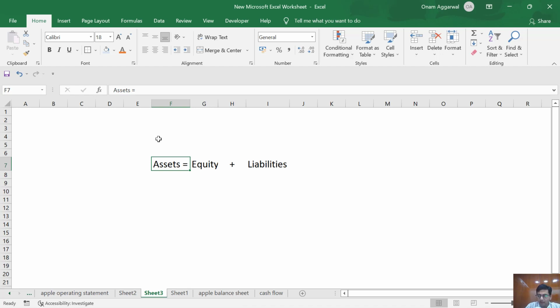Now we are not here to understand how a balance sheet is prepared, because that is the job of accountants. We are here to analyze our balance sheets. But understand this: every balance sheet of any company in the entire world follows this principle, that is, assets is equal to equity plus liabilities. Now what does this statement mean?